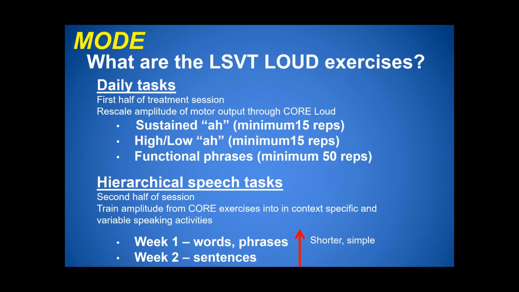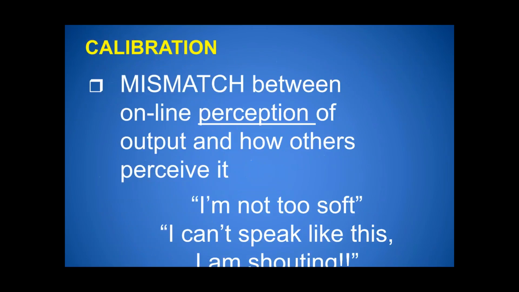And so the ultimate goal is that our patients would be able to recognize the effort that's needed to produce a more normal voice that can be heard, that's neither too loud nor too soft, and use that in everyday life. In order to achieve that, we have to achieve a goal called calibration. One of the interesting findings that was found early on when researching LSVT Loud is that there's a mismatch between the perception of the output and how others perceive it. Many times patients with Parkinson's initially come into their first treatment and claim that they don't have a problem with their voice, but that their spouse just needs a hearing aid because they're not able to recognize or sense that their voice has become too soft.